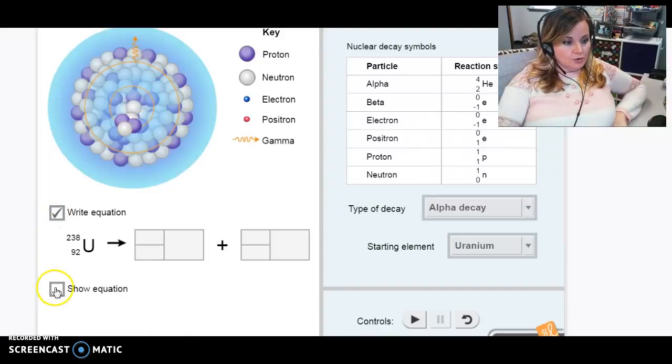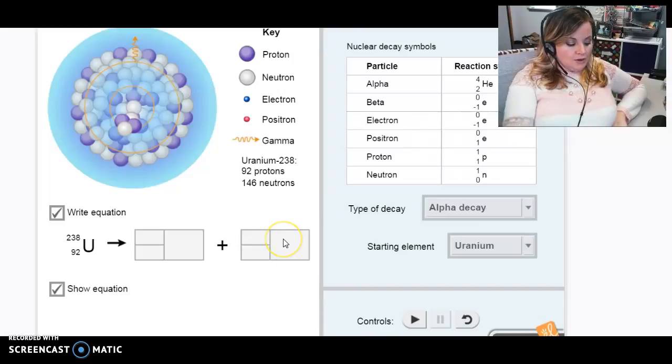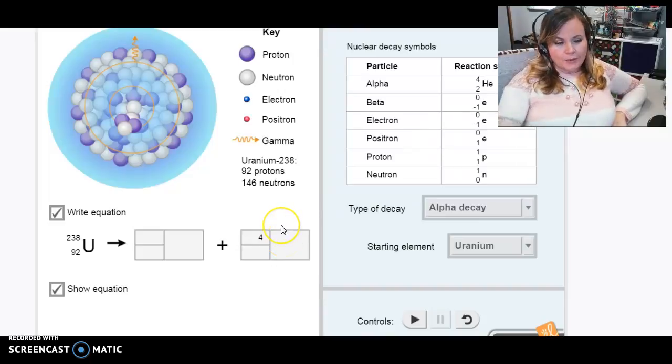So we're going to write an equation here and kind of see what's happening. So we're losing an alpha particle. Remember, an alpha particle is made up of a total of 4 particles. Now that's not really the number of particles per se, it's the atomic mass or the mass number.